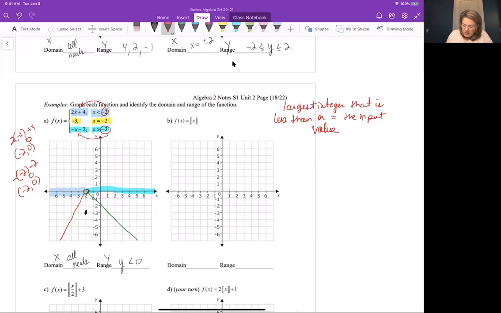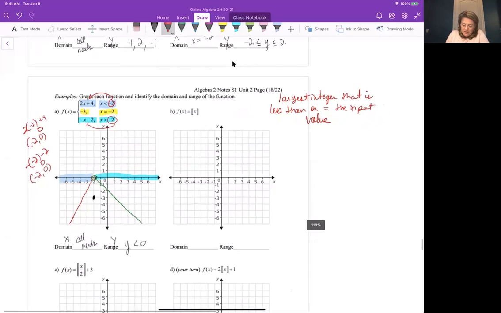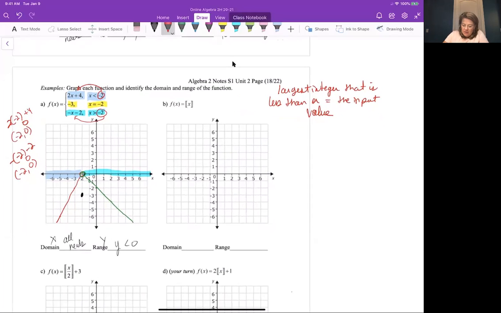All right, let's do the next one. I kind of wrote in a note here. So this is f of x. So y equals the greatest integer value of x. So I've got to evaluate that. So let's recall what the greatest integer function is. What that is, is the largest integer that is less than or equal to the input value.